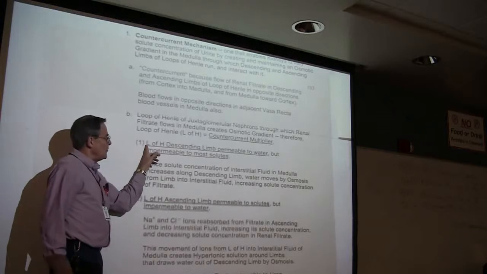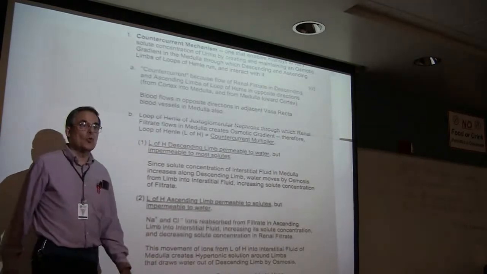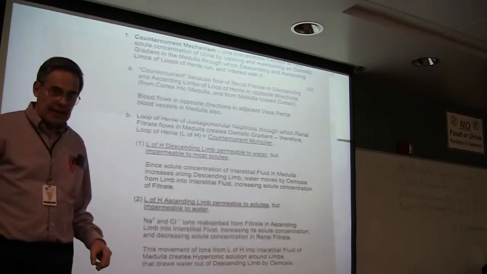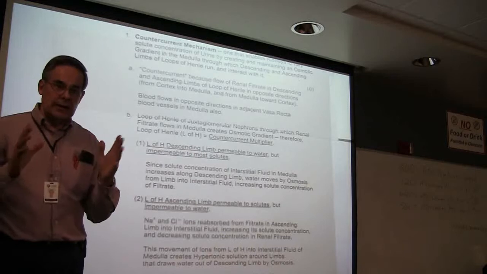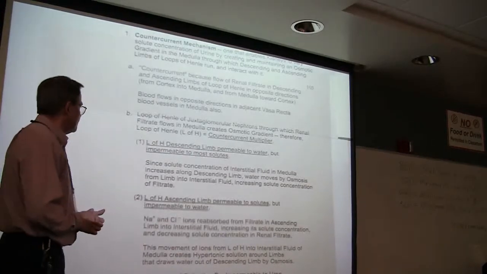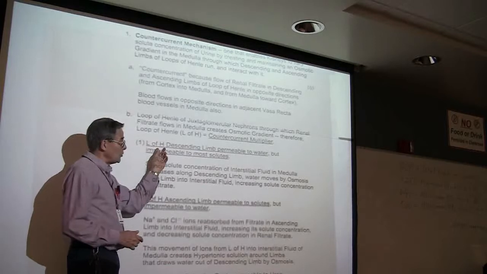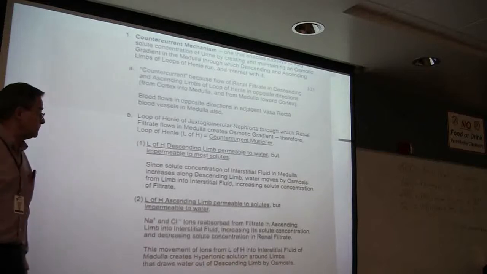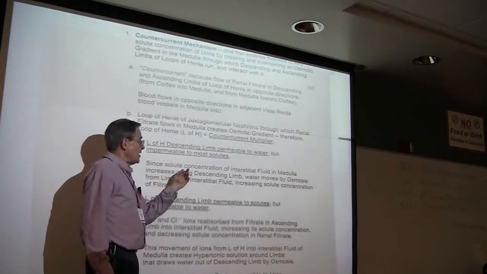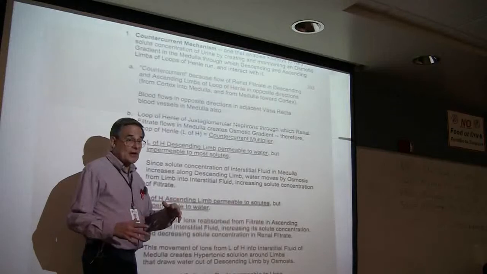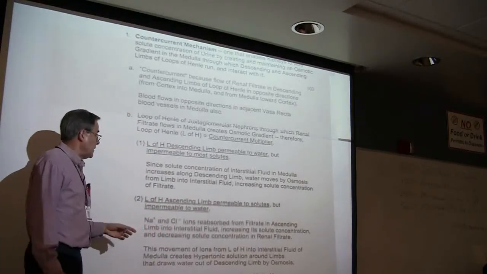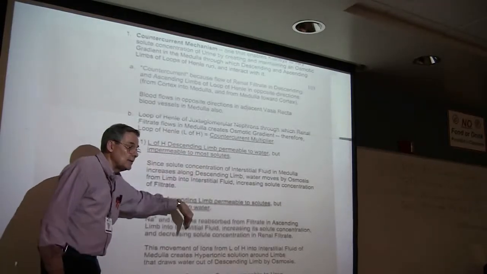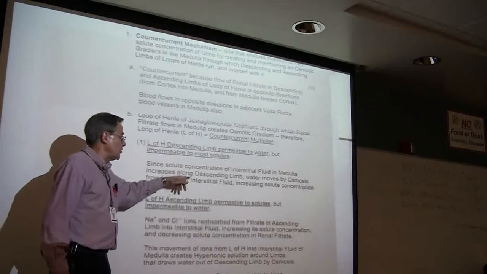Now notice that the descending limb of the loop of Henle is permeable to water, which means water can readily flow across the walls of the descending limb into the medulla of the kidney. But the descending limb is impermeable to most solutes. So only the water is going to move out, not the solutes. But the solute concentration of the interstitial fluid, that's the fluid outside the cells of the medulla, which surrounds the loop of Henle, is going to increase as the fluid in the loop moves from cortex down to medulla along this descending limb.